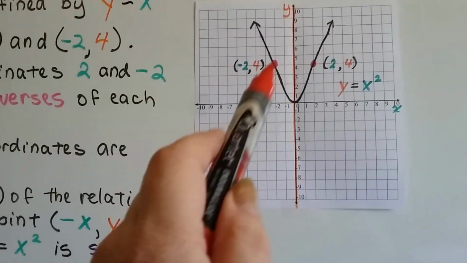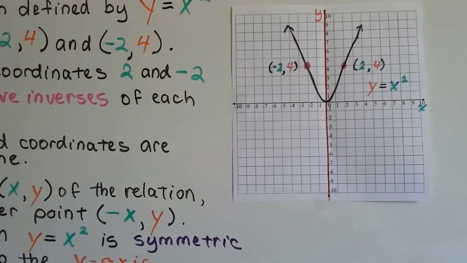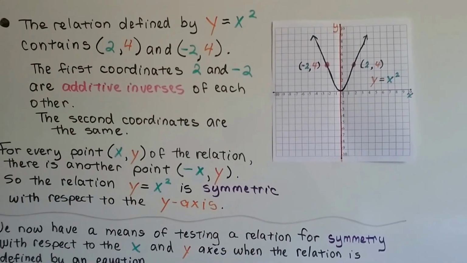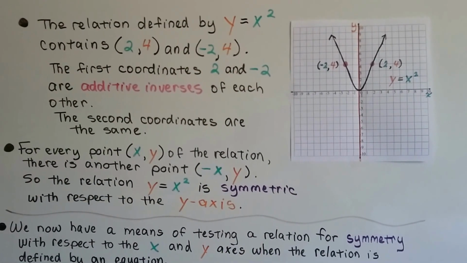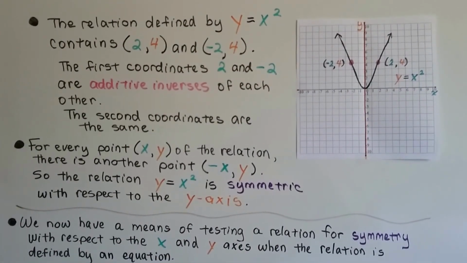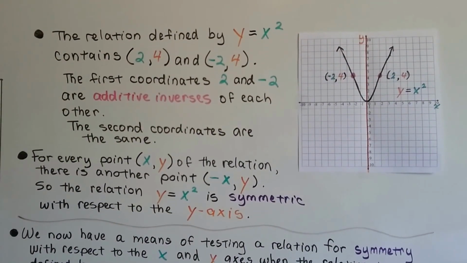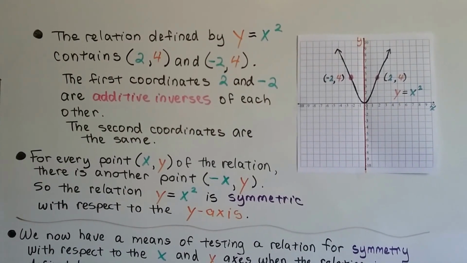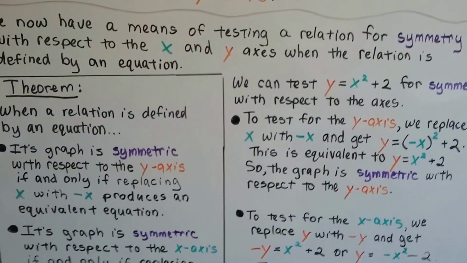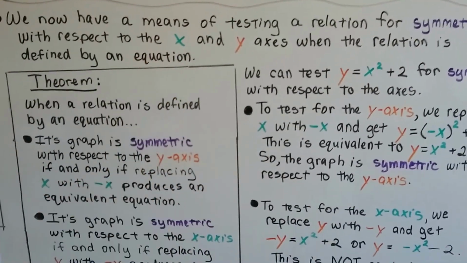So we know that if I folded this right here on this y-axis, that it would fold over onto itself. So that would be our line of symmetry. See that? The 2 and negative 2 are additive inverses of each other. So the second coordinates are the same. They're both 4. For every point x, y of the relation, there's another point negative x, y. So the relation y equals x squared is symmetric with respect to the y-axis. All right? I'll explain that. So we now have a means of testing a relation for symmetry with respect to the x and y axis when the relation is defined by an equation.